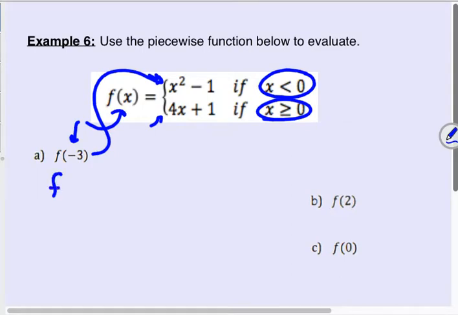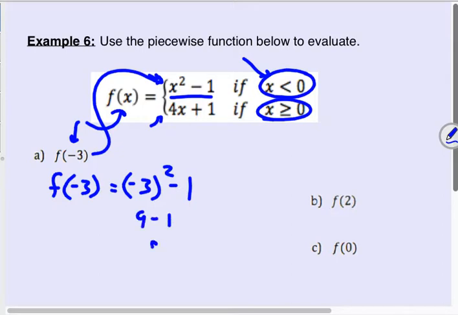So it's going to be f of negative 3, because it's less than 0, negative 3 squared minus 1. I'm basically plugging it into this function right here and just evaluating it. Negative 3 squared is not negative 9. Negative times negative is a positive, so that's 9 minus 1, or 8. 8 is my answer here.